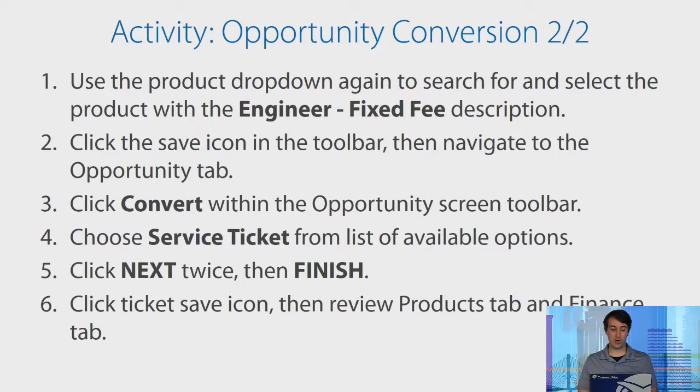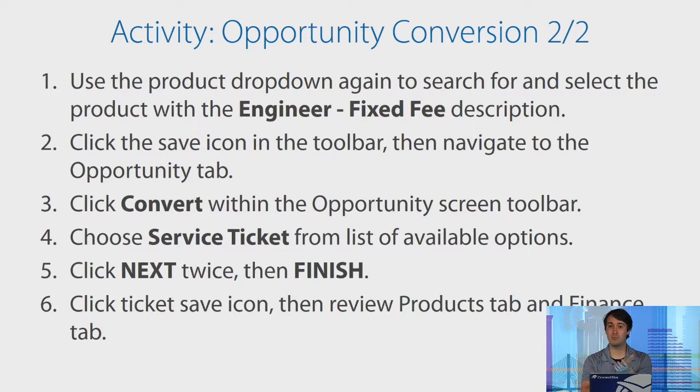All right, hello everyone. I hope you were able to finish that conversion. When you got to step 6, you probably noticed the products tab of that service ticket only had 1 product. You had 2 in your opportunity, you converted them both over, but only one of them showed up on that products tab. That's because of that product class I talked about earlier. One of our products, the super widget, I believe is a non-inventory class product, so that gets added over as a product on our service ticket. And the engineer fixed fee product was a service class product.